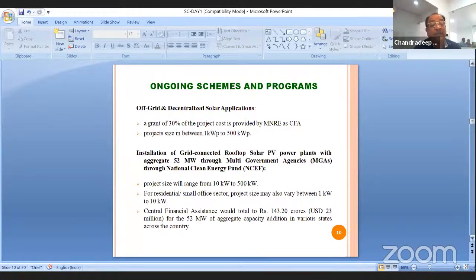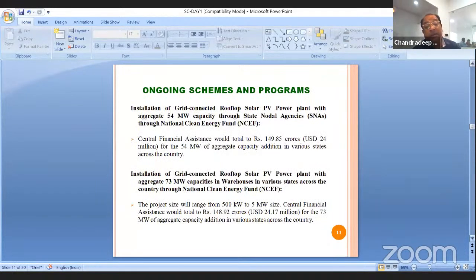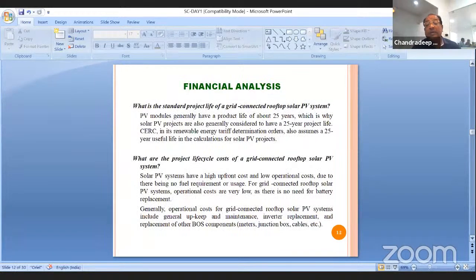So there are off-grid and decentralized solar applications. There is installation of grid-connected rooftop solar PV power plants with aggregate 54 megawatt capacity through the state nodal agency for your state, as I have been telling repeatedly, which is MEDA, and installation of grid-connected rooftop solar PV power plants of 73 megawatt capacity. So there are several schemes which you can avail for the development of solar power, either in your working place or in your office.